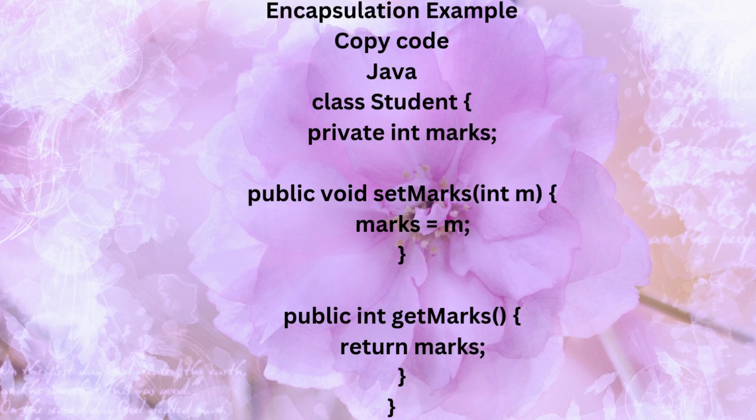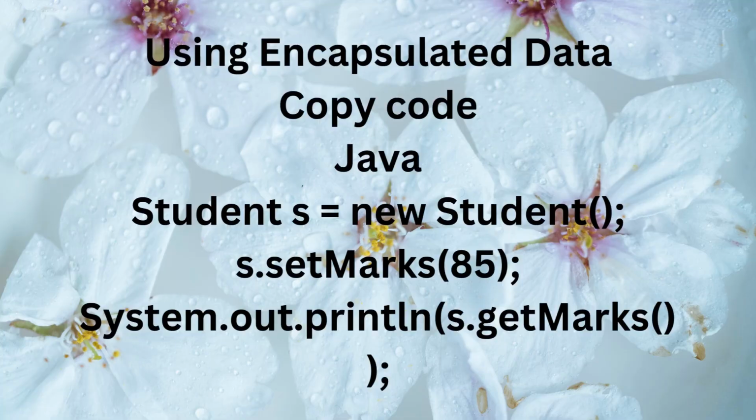Let's understand this with an example. We have a student class where the marks variable is private. Since it is private, it cannot be accessed directly. Instead, we use a public method called setMarks to assign a value, and another public method called getMarks to read the value. Now, when we create a student object, we do not change the marks directly. We call the setter method to set the marks and the getter method to retrieve them. This ensures data safety and control.